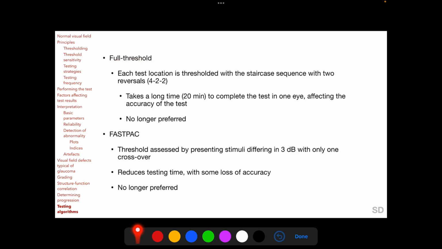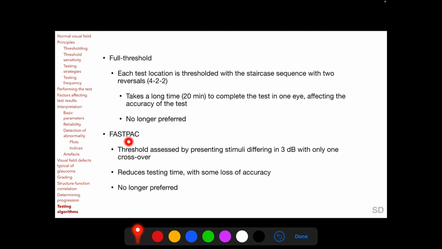In the full threshold testing algorithm, each test location is thresholded with the staircase sequence with 2 reversals. And we have discussed this when we discussed thresholding. And the pattern used is 4-2-2, which implies that during the first crossover, the stimulus intensity is changed by 4 decibels at every step, and during the subsequent 2 reversals, the stimulus intensity is changed by 2 decibels at every step. Testing with the full threshold testing algorithm takes a long time to complete the test in one eye, affecting the accuracy of the test, and so it is no longer preferred.